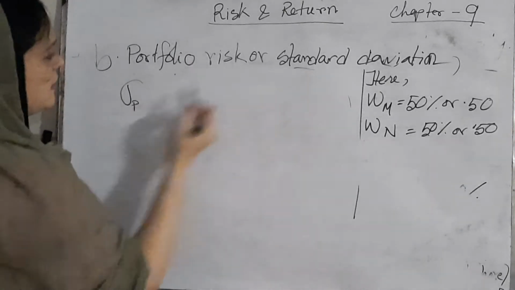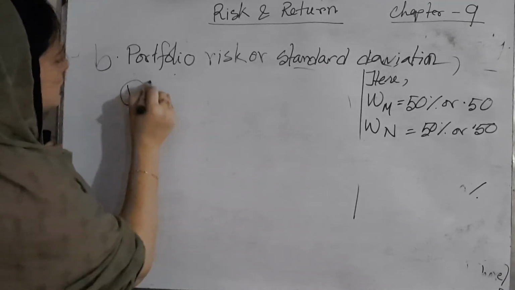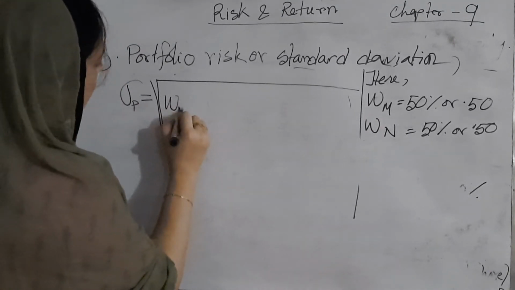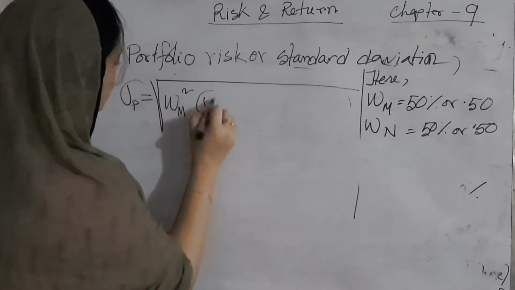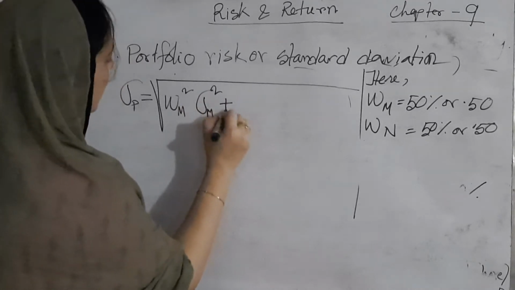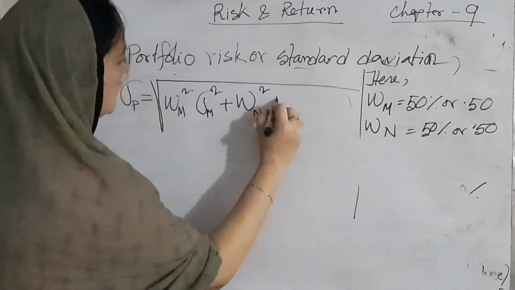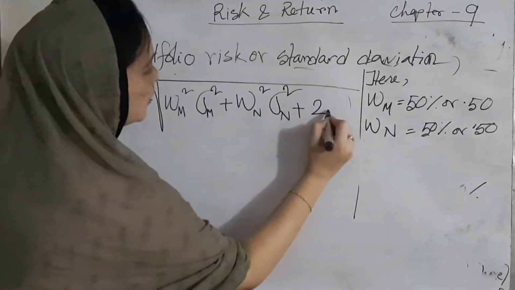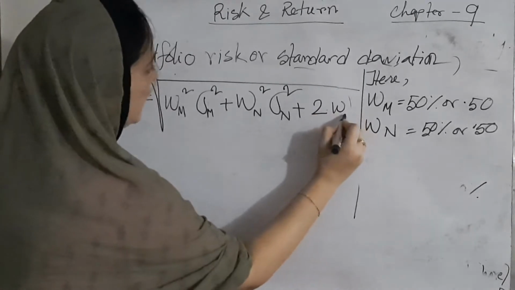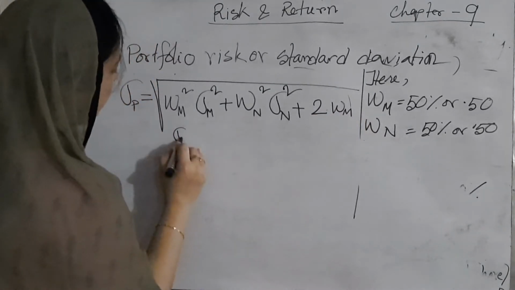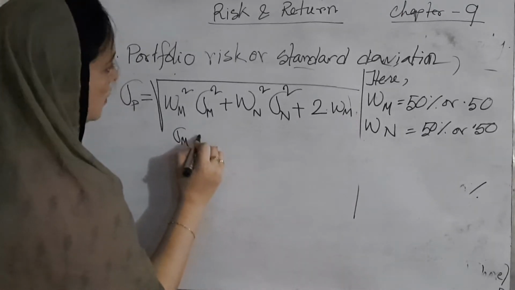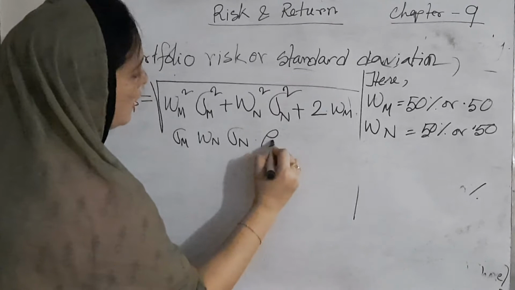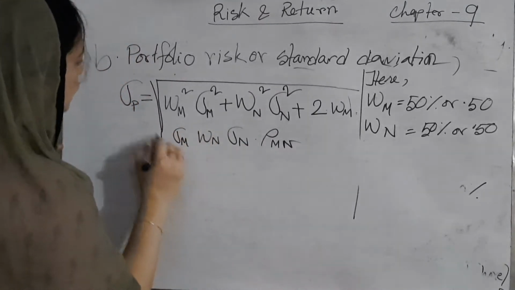Sigma is the sign of standard deviation and P means portfolio, and the formula is a large root over W M square standard deviation M square plus W N square standard deviation N square plus 2 multiply, all are multiply, W M standard deviation M, W N standard deviation N, and last multiply correlation rho M N. This is the whole formula, and root over the whole.